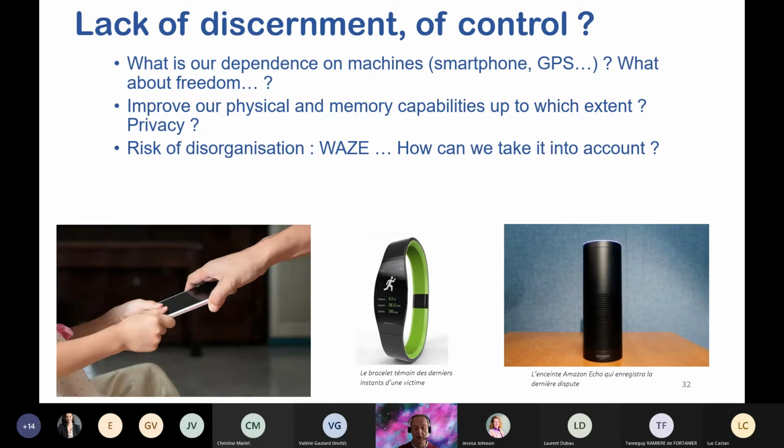There's also sometimes a risk of disorganization. The example of Waze is quite good, I think. It helps us find our way out of a traffic jam, but often we create a new traffic jam elsewhere because all of us have followed Waze. So how can we take that into account?